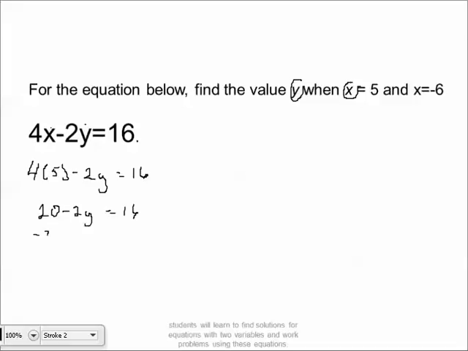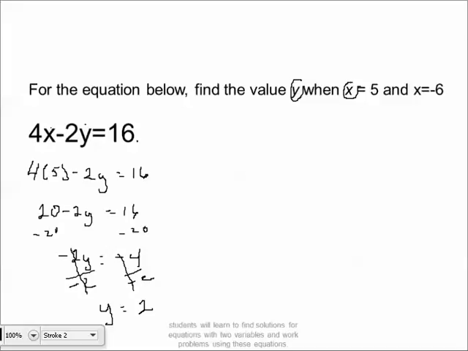I can subtract the 20 from both sides of the equation. When I do that, what am I going to do? 20 minus 20 is 0. So I'm going to get minus 2y is equal to minus 4. And when I divide by negative 2, okay, well, negative 2 divided by negative 2 is a 1, so that'll give me a y. And over here, negative 4 divided by negative 2 gives me a positive 2. Negative divided by negative, they cancel each other out. And I got 4 divided by 2, that's 2.